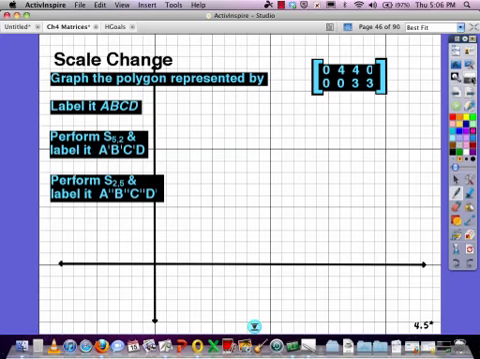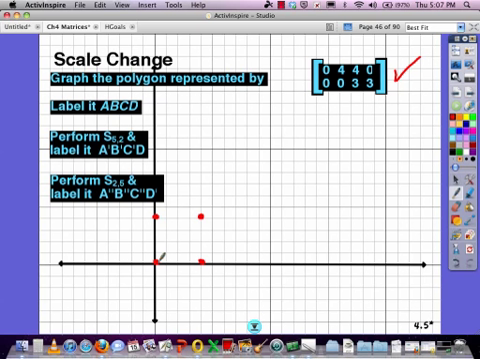So knowing that, let's try one. Scale change. If we say graph the polygon represented by... So right now we're going to say in red, we will graph the original. So here we go. 0, 4. 1, 2, 3, 4. 4, 0. 4, 3. And lastly, 0, 3. Oops, I definitely screwed that up. Oh, no, 0, 0. Went ahead of myself.